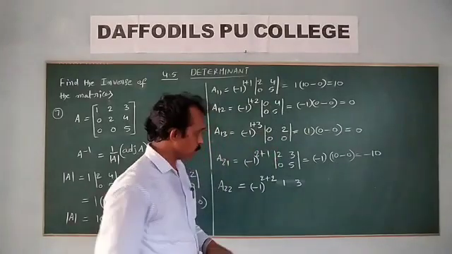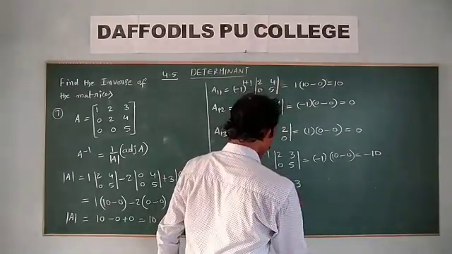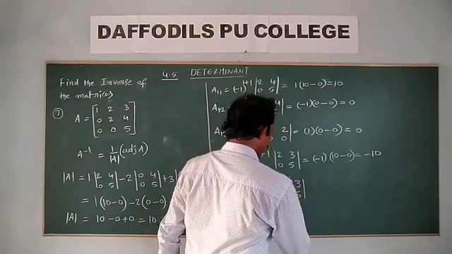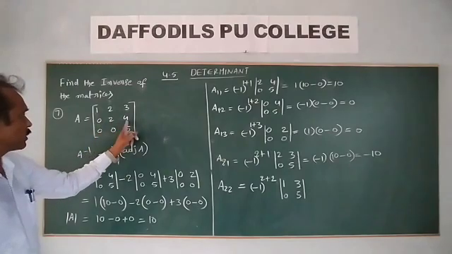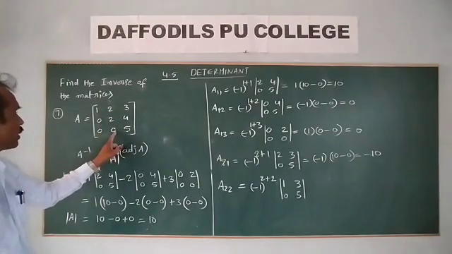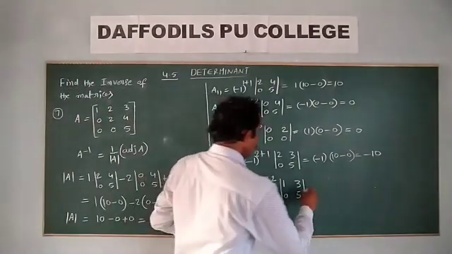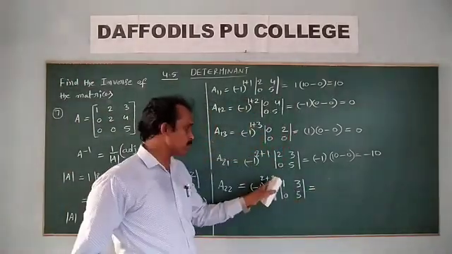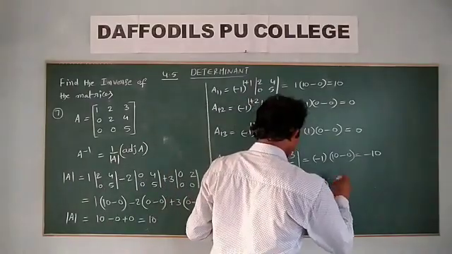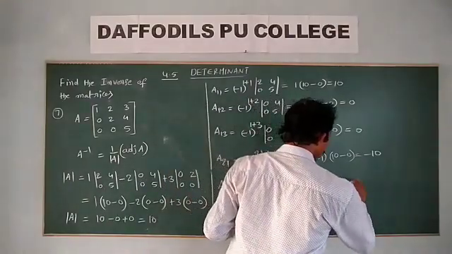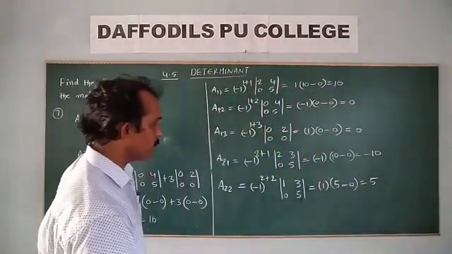So carefully you observe, 1, 3, 0, 5. It's minus 1 to the power of 2 plus 2, A22, deleting this row and this column, remaining 1, 3, 0, 5, right? Minus 1 to the power of 2 plus 2, even number, plus 1, 5 minus 0, is equal to 5.